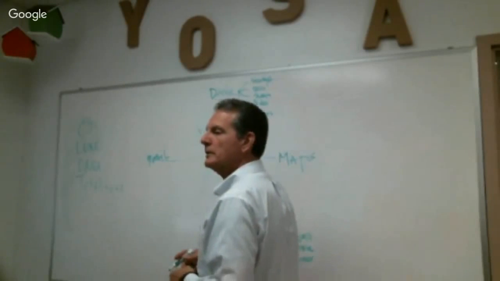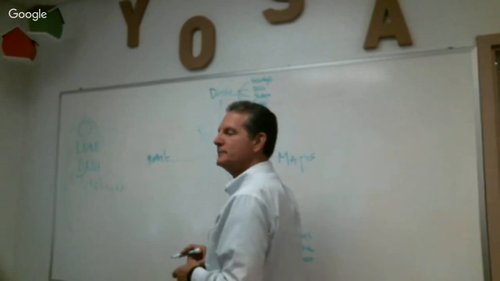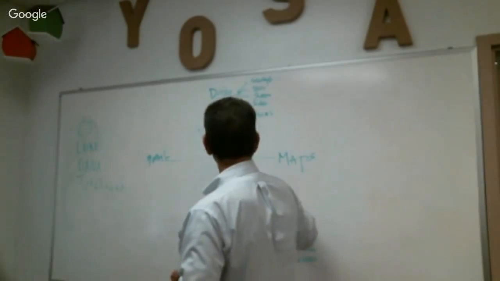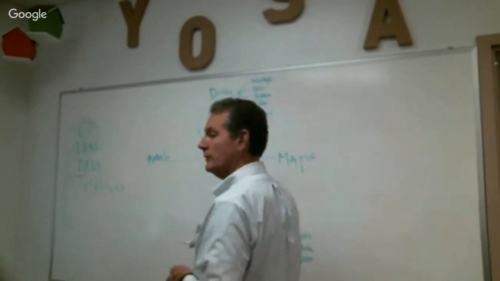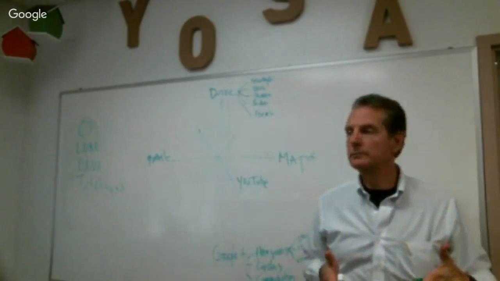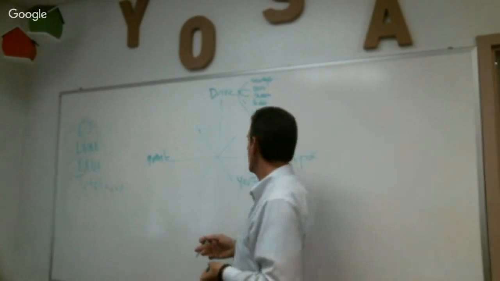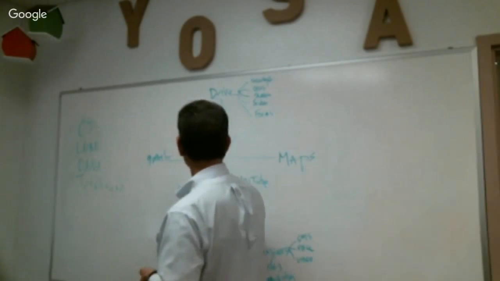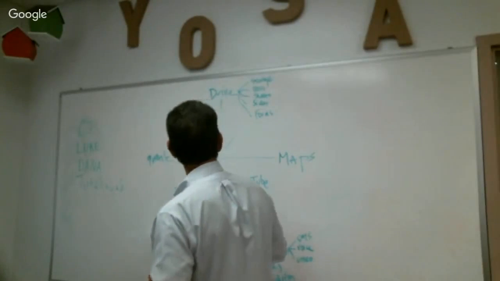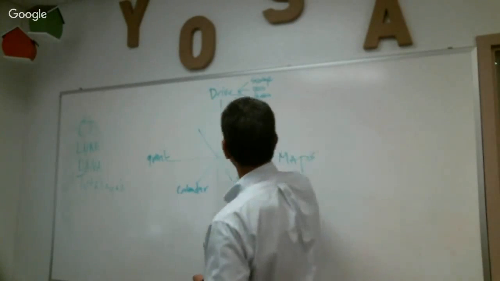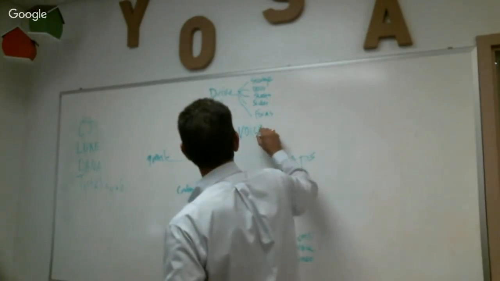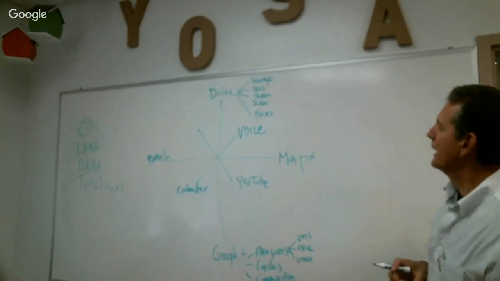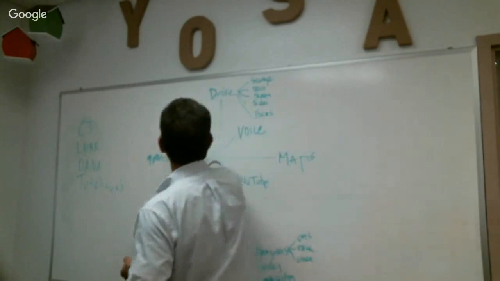What's one? I don't know. Okay. YouTube. Okay, does everybody know that YouTube is owned by Google? Okay, yeah, it is. YouTube, calendar. Voice. And let's see, what am I missing? Drive. Oh, Chrome.